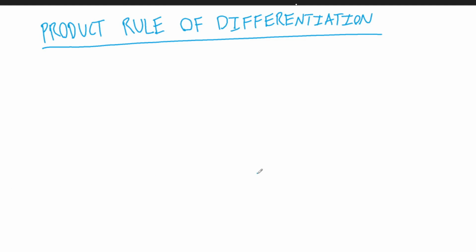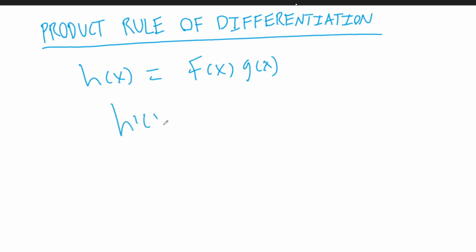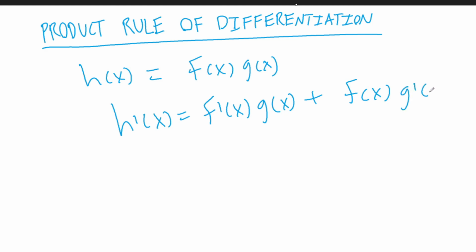So what is the product rule of differentiation? When we're given a function, let's call it h of x, and h of x is equal to f of x times g of x, a function that is the product of two separate functions, then to differentiate it, to find h prime of x, we're going to have to find the value of f prime of x times g of x plus f of x times g prime of x.